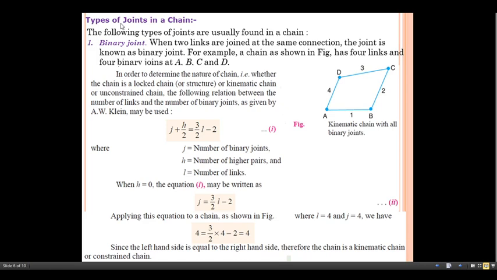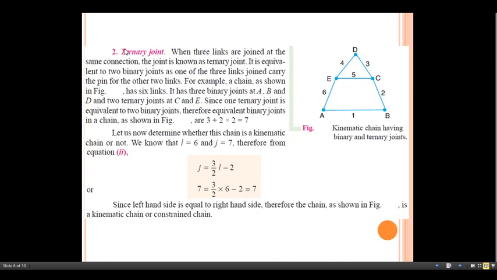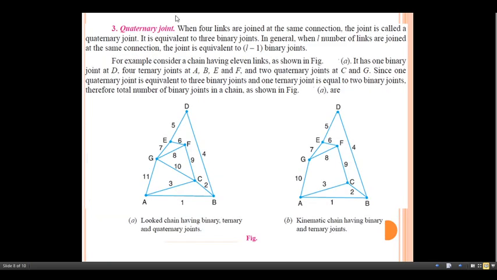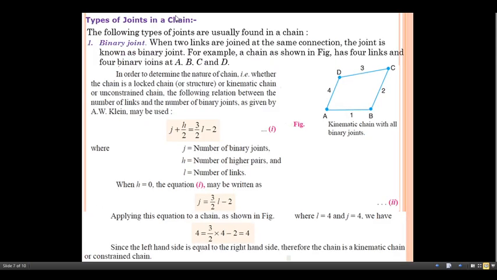Now let us discuss the types of joints in a chain. The following types of joints are usually found in a chain. First one, binary joint. Next one, ternary joint. Next one, quaternary joint. Let us discuss one by one.